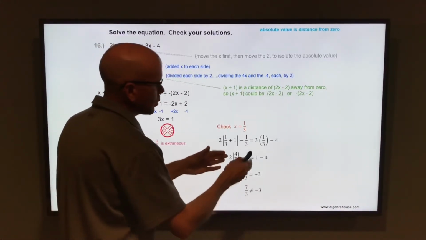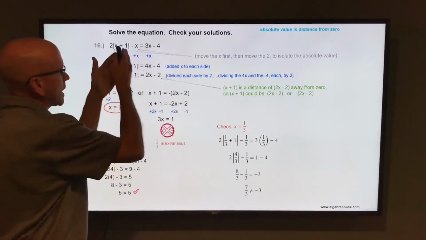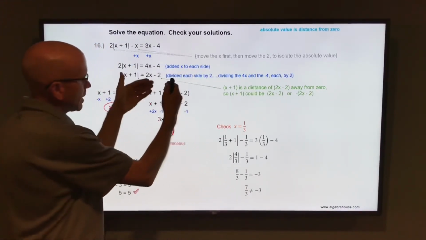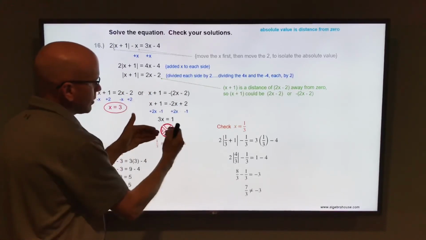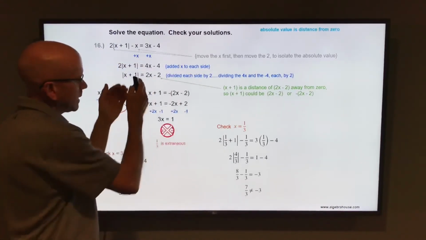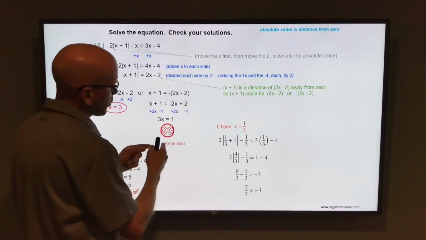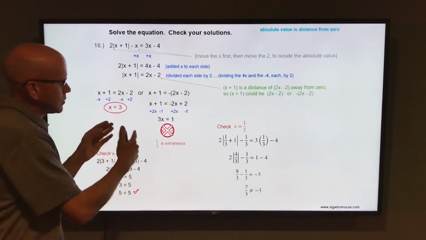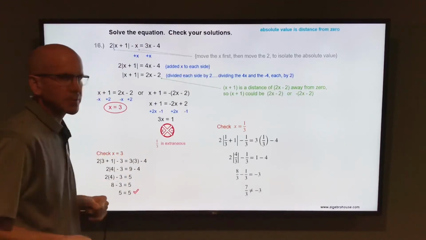That doesn't work. So when we put 1/3 back in for x, we did not get a true statement. We did everything right arriving at that 1/3, but when you substitute it back in, it doesn't work. That means that 1/3 is an extraneous solution. So x equals 3 is a solution, but 1/3 is an extraneous solution.